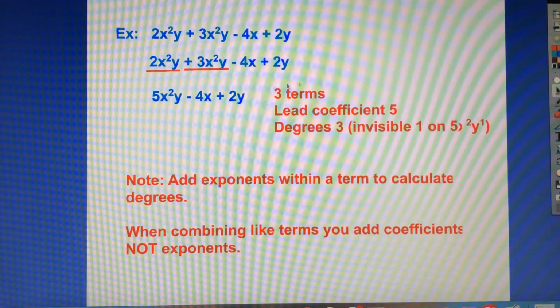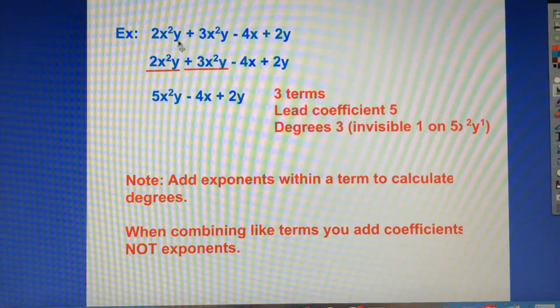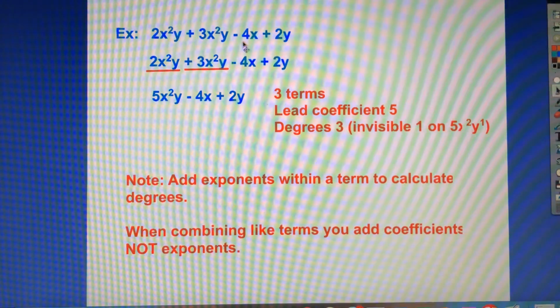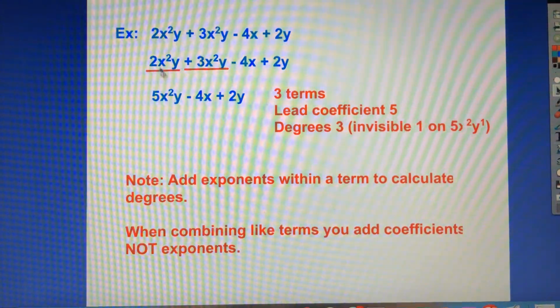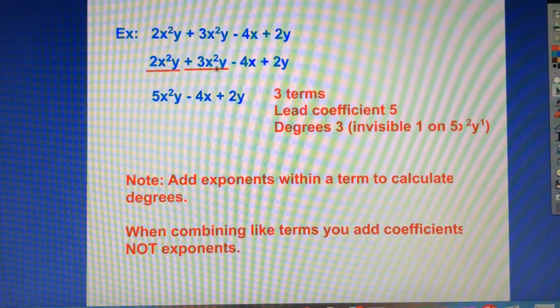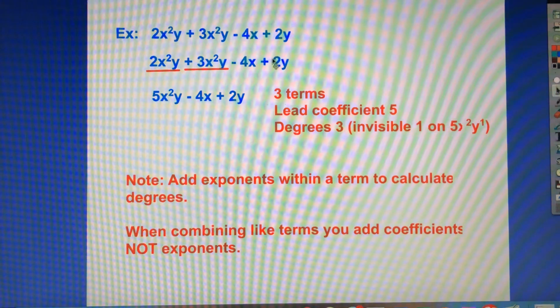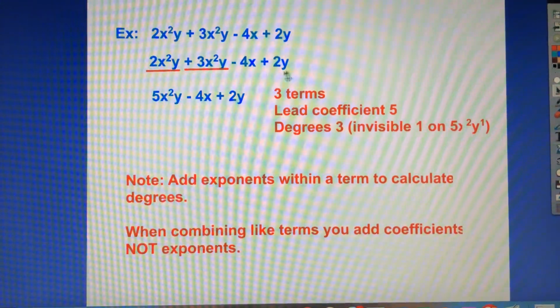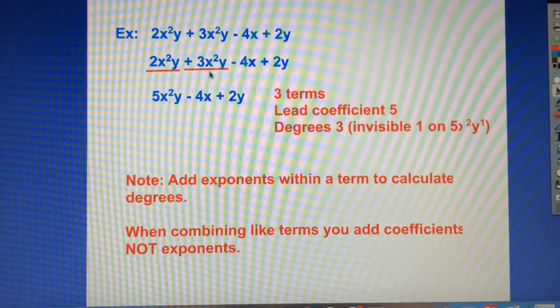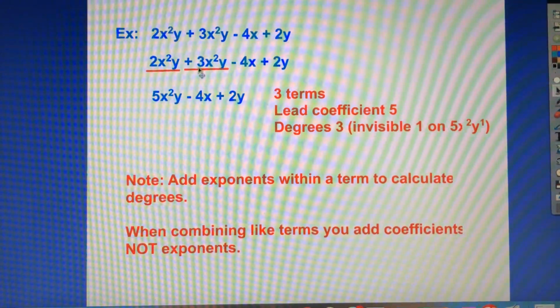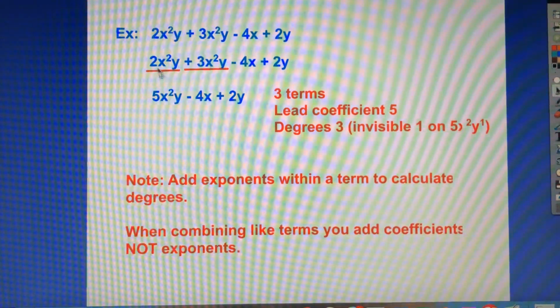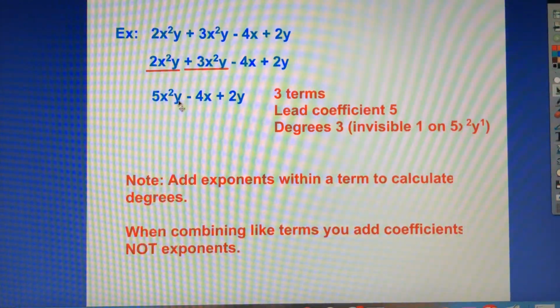Let's take a look up here. 2x to the second y, 3x to the second y, negative 4x, positive 2y. I have x to the second y, x to the second y, just plain x, just plain y. I underline the two that are like terms. Combine the coefficients. I don't combine the variables. The variables just remain the same.